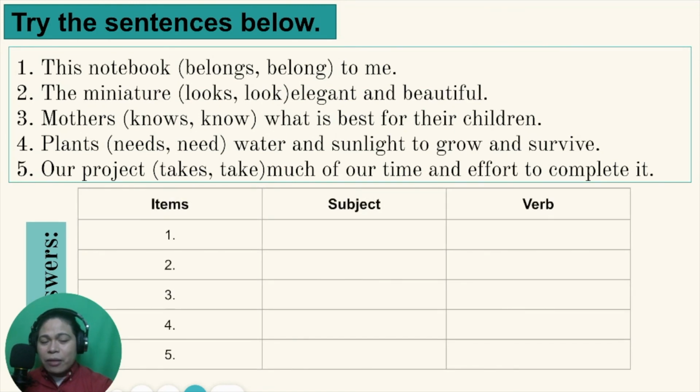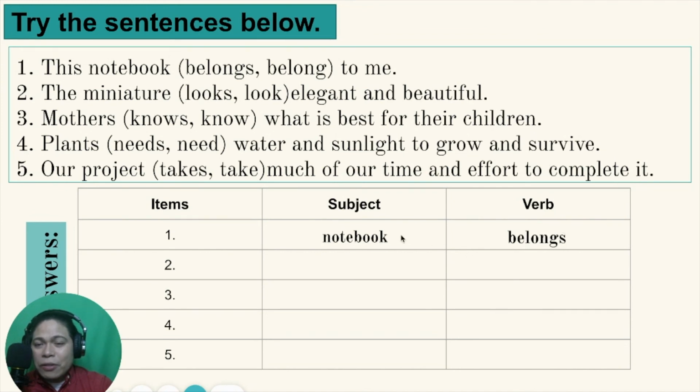I have another tabular presentation. Okay, let's say number 1. What do you think is the subject for number 1? So that is notebook, correct. Okay, that's what we call a simple subject. And since, look at that, notebook is only one, this is singular. Therefore, it requires a singular verb, and that is belongs. So you see, notebook has no S, our verb should have S.